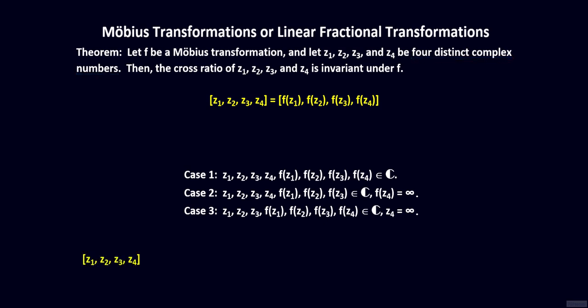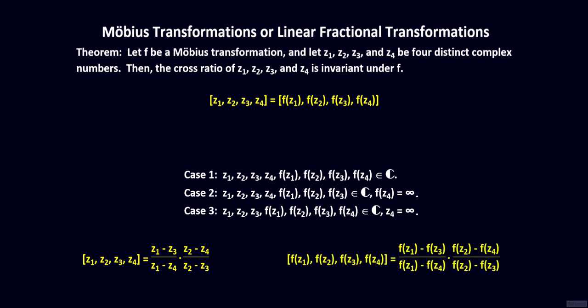The cross ratio of z sub 1, z sub 2, z sub 3, and z sub 4 is equal to the fraction z sub 1 minus z sub 3 over z sub 1 minus z sub 4 times the fraction z sub 2 minus z sub 4 over z sub 2 minus z sub 3. And here's the cross ratio of the f of z sub i's.